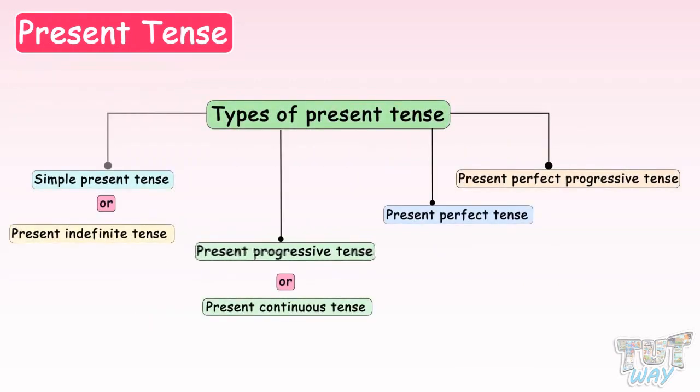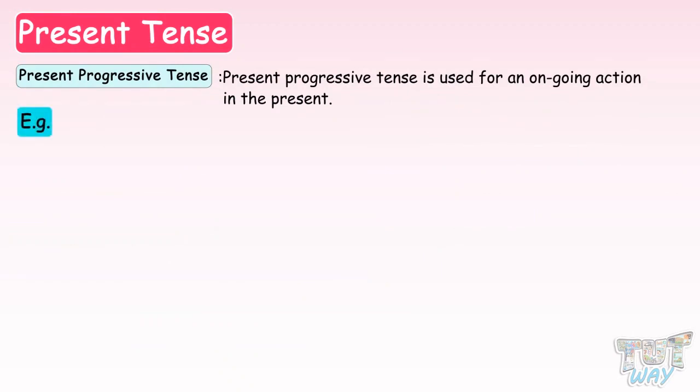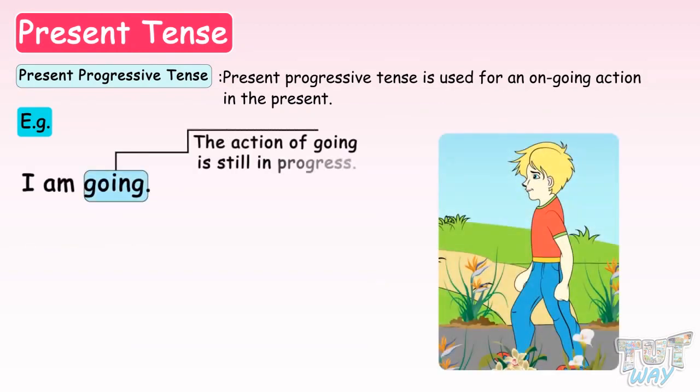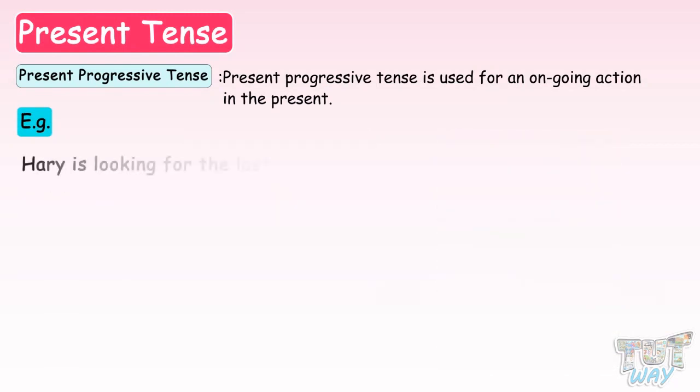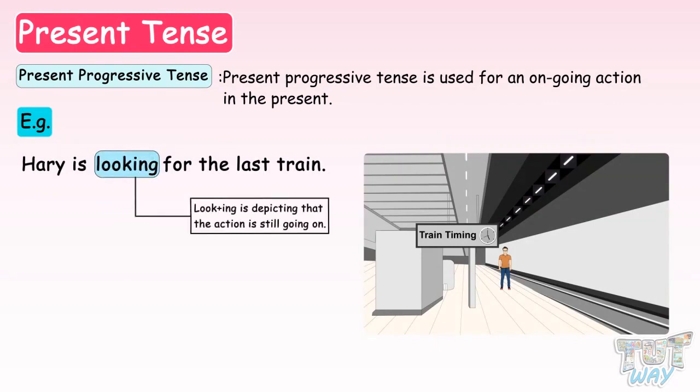Next, let's learn about present progressive tense. The present progressive tense is used for an ongoing action in the present. Let's have a look at examples. I am going. Here, the action of going is still in progress. Harry is looking for the last train. Here, look plus ing is depicting that the action is still going on.